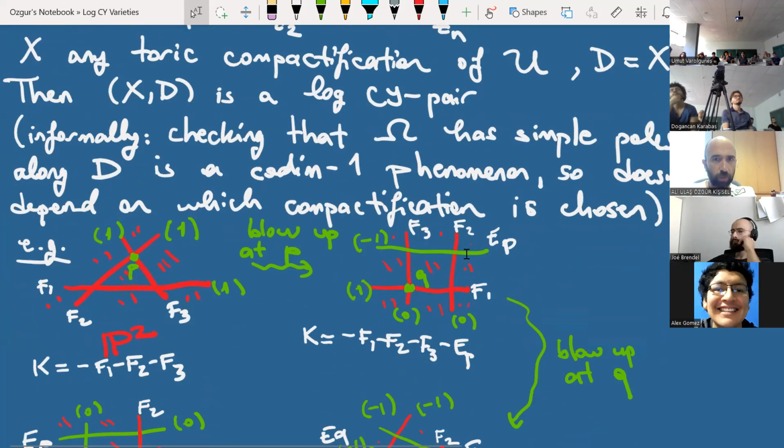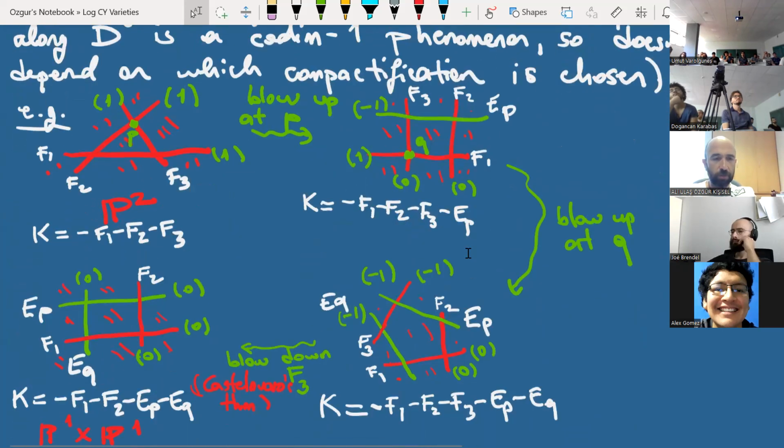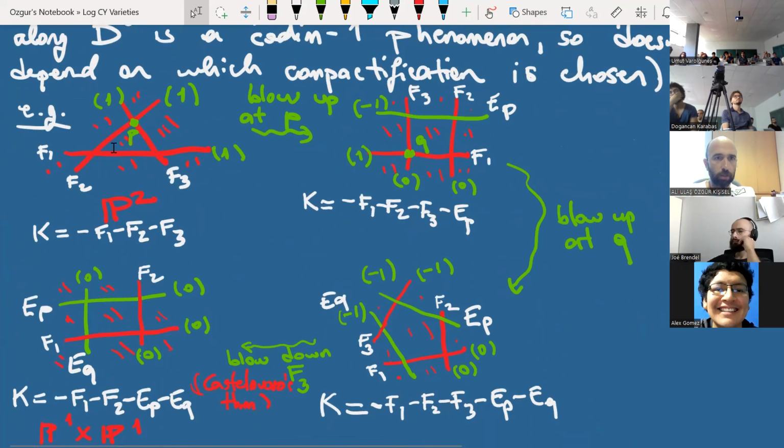I tried to write down an explicit example here in dimension 2. On the upper left corner, you have P2 with 3 coordinate lines. The green numbers in parentheses are the self-intersection numbers of those divisors. So let's take a point P. By the way, this is maximal boundary because it's dimension 2, and there are points where two hyperplanes cross.